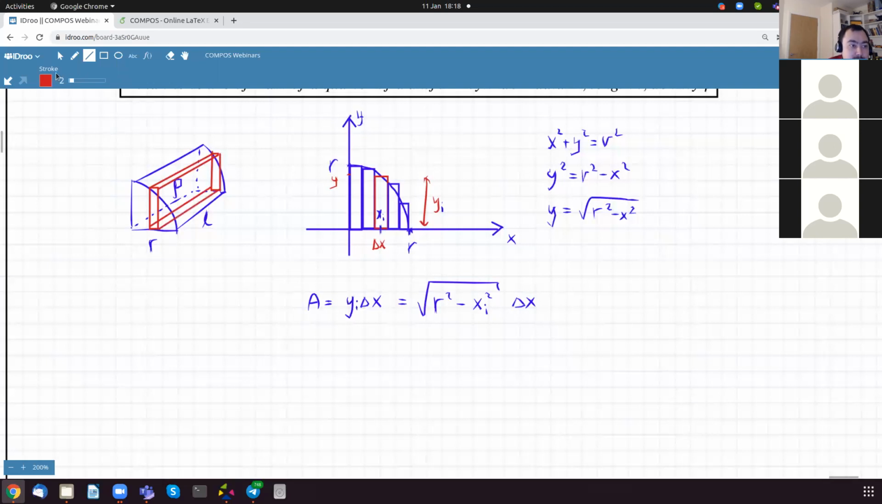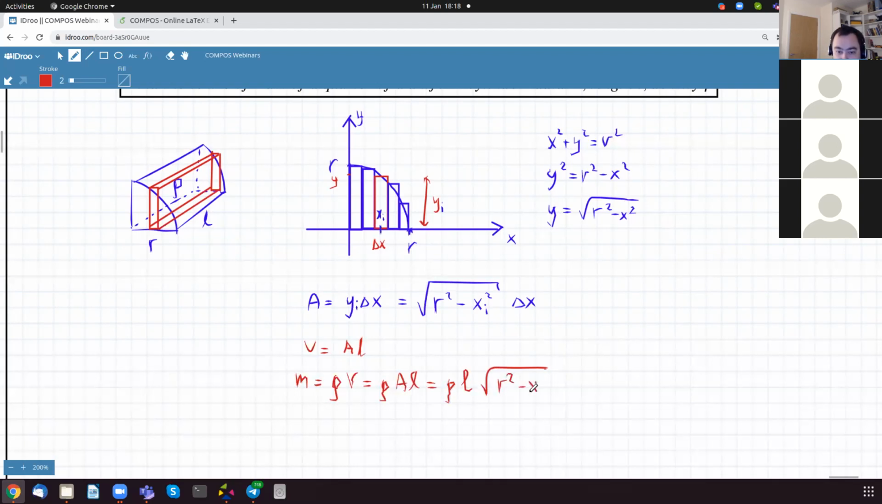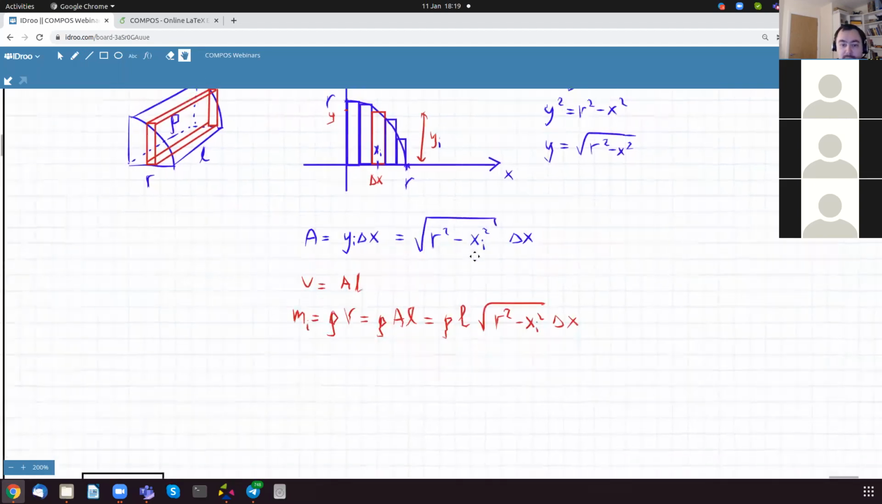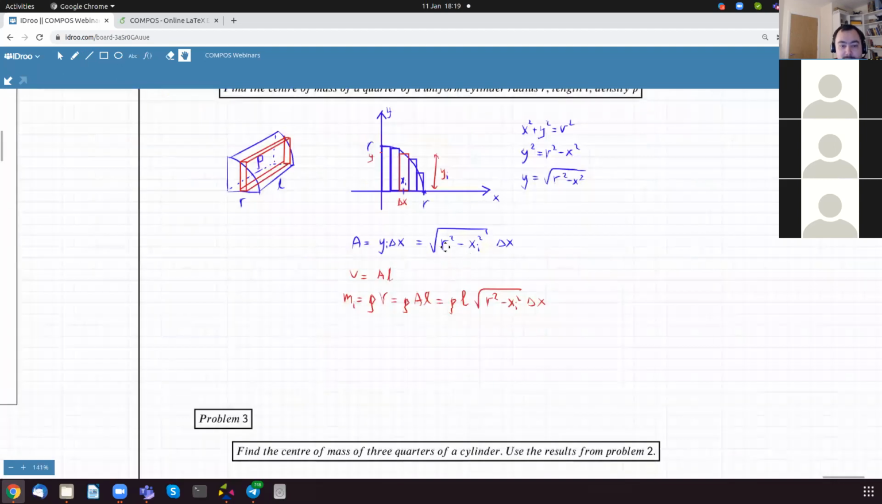The volume of this cuboid is area times length. And the mass of this cuboid is density times volume. So it's density times A times L, which is density times L times the square root of r squared minus xi squared, times delta x. This is the mass Mi, the mass of the ith slab. Brilliant.